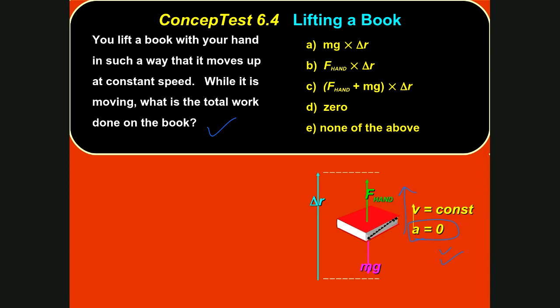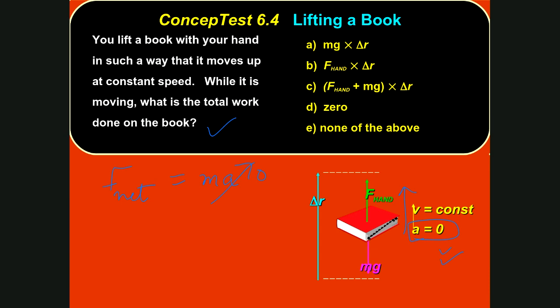Is there any work being done? The total work done is 0, since the net force, which is mass times acceleration, is 0. The work done by the hand is positive, while the work done by gravity is negative. The sum of the two comes out to be 0, and there is no kinetic energy basically.